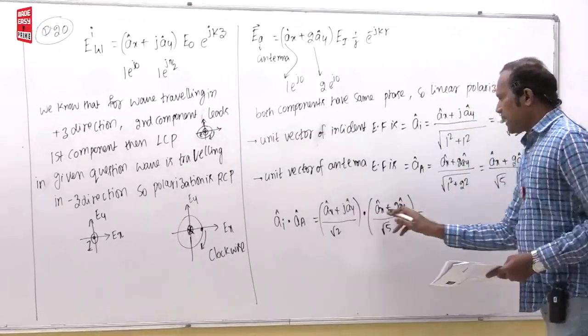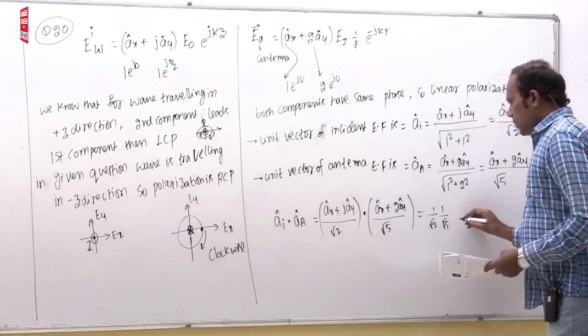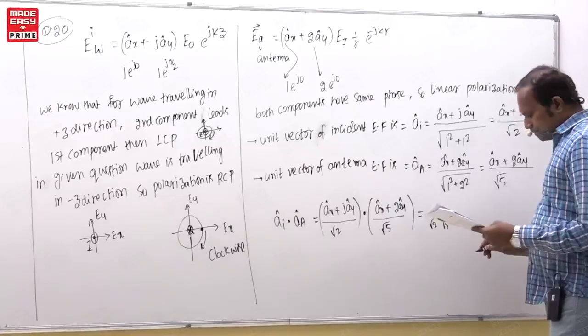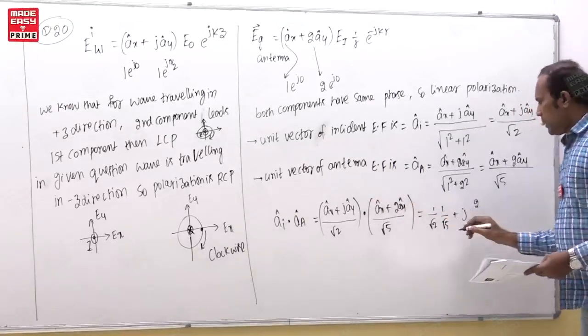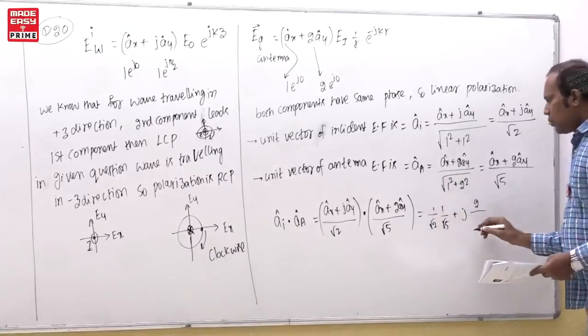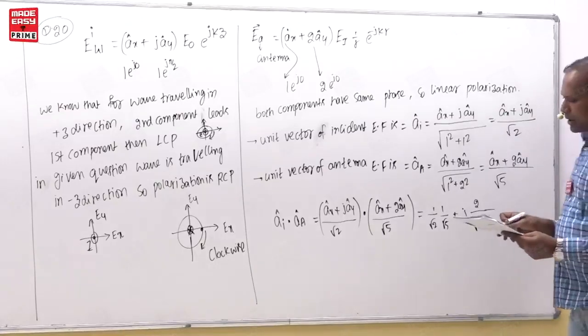So ultimately AX dot AX is 1. So 1 by root 2, 1 by root 5. Next plus j into AY dot AY, 1, 2 by root 2 root 5. You have to take the modulus of this.